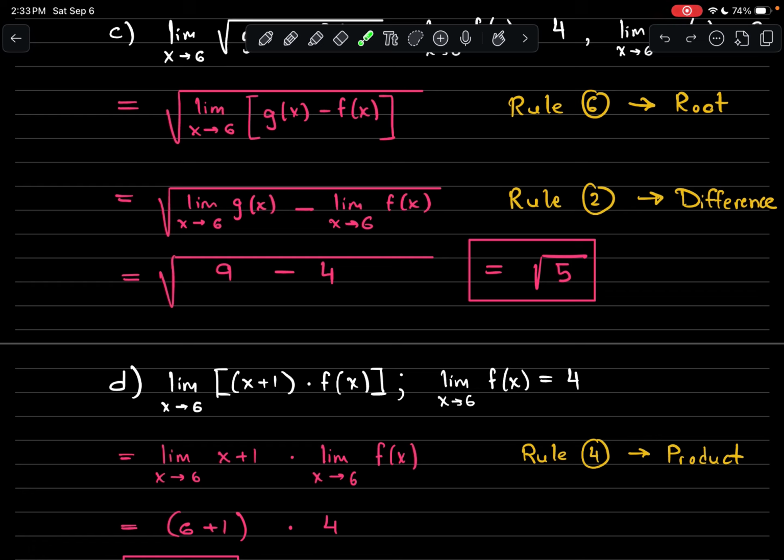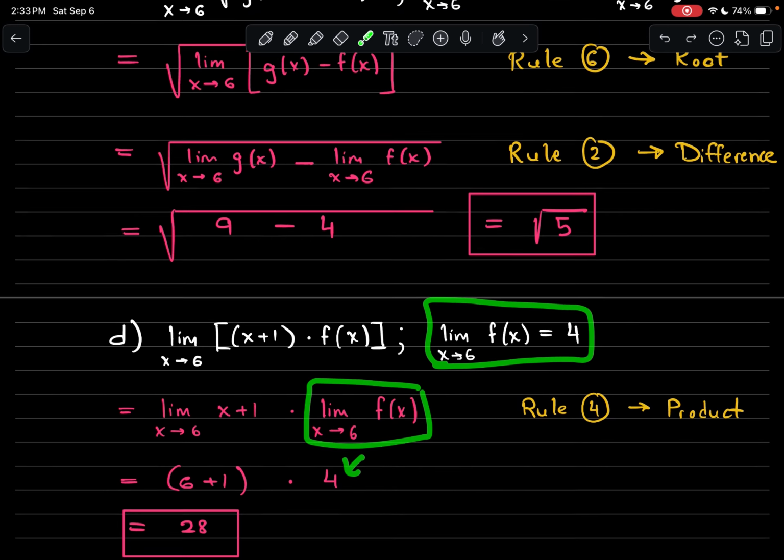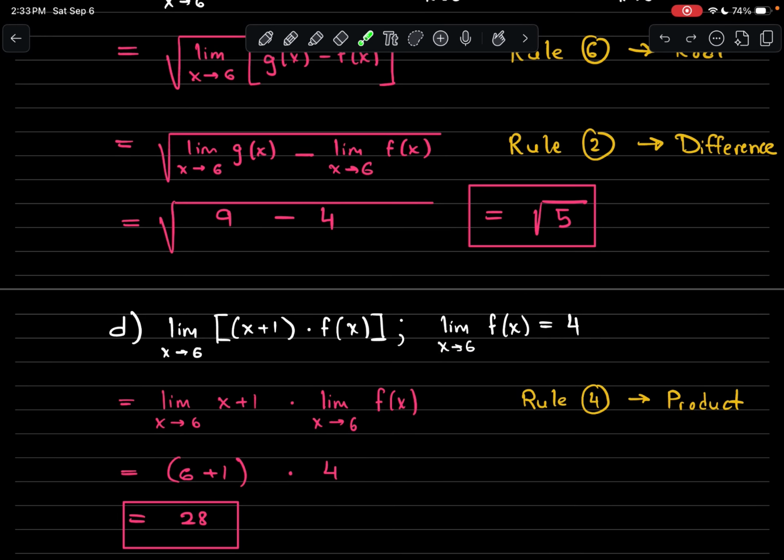Now, for the first one, we can just use direct substitution to simplify this. So we can just put in that 6 for the x. We're going to get 6 plus 1. For the second one, we can substitute using our definition, and this becomes 4. So we're going to get 7 times 4, which is just 28.